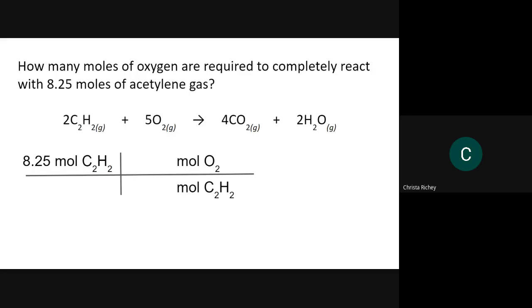So these numbers no longer, it's always been the mole gets a 1. Always the mole gets a 1. That's not true anymore. When you go between different substances, they come from these coefficients. So what number is in front of the acetylene, the C2H2? A 2. What number's in front of the oxygen? A 5.